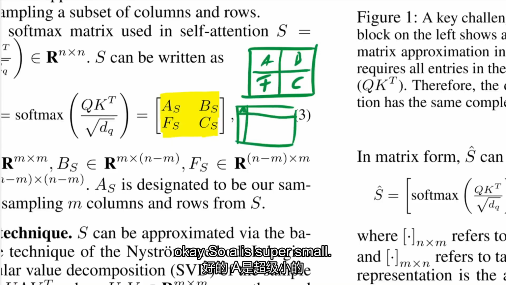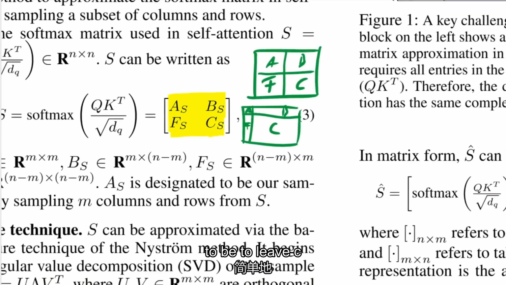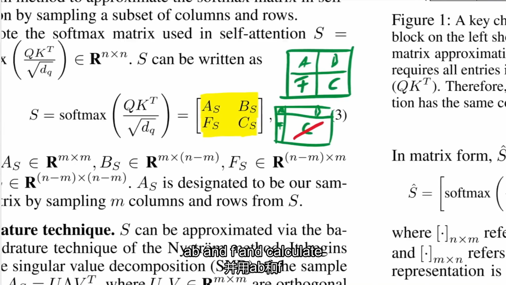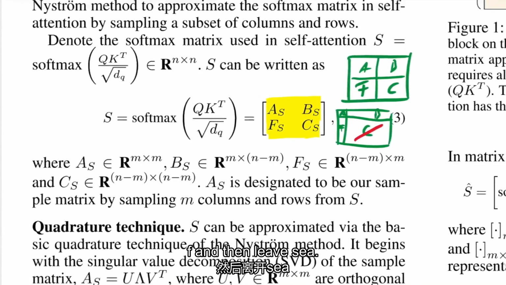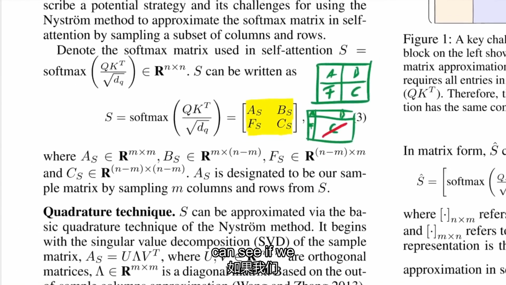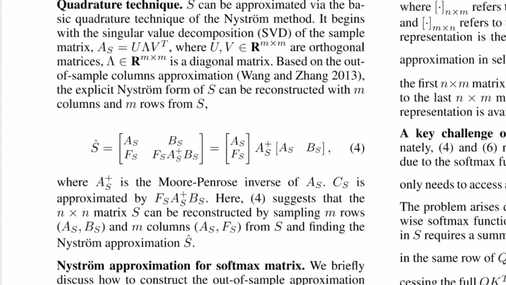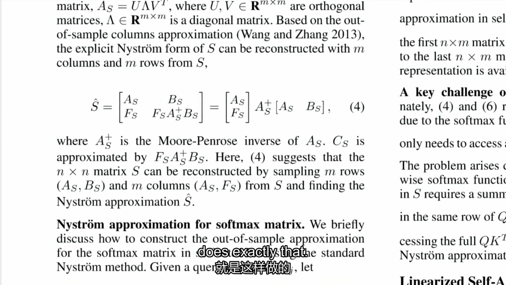Okay, so A is super small, B and F are kind of long, tall and wide, and C is a big block. And our goal is to leave C away, to simply store A, B, and F and calculate with A, B, and F, and then leave C. And so you can see, if we can do that, that is going to be an advantage. So the Nyström method does exactly that.